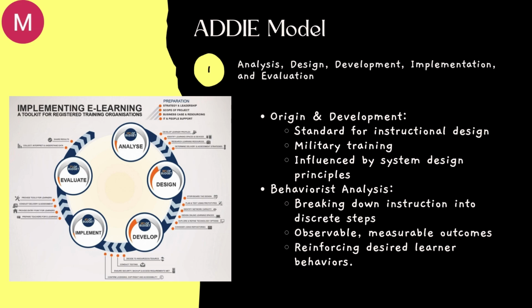It emphasizes breaking down instruction into very discrete and specific steps, starting with an analysis of the learning needs and leading to the design of specific instructional strategies and evaluation. It focuses on observable, measurable outcomes, where each stage of ADDIE can be seen as reinforcing desired learner behaviors.